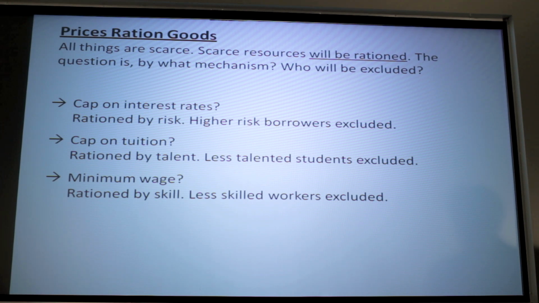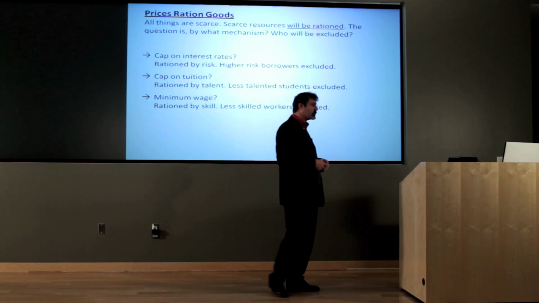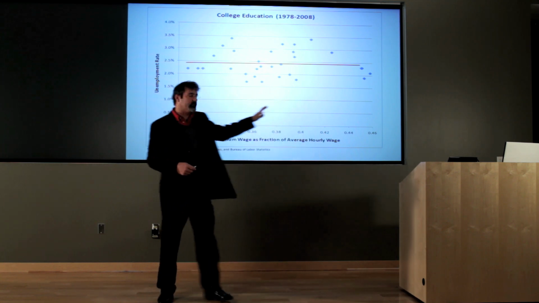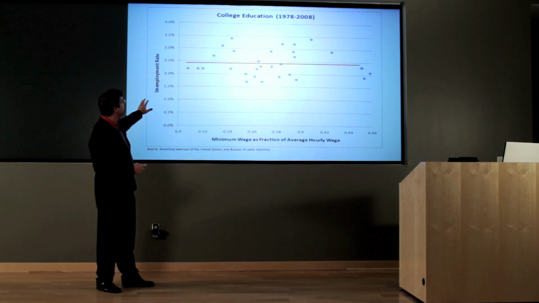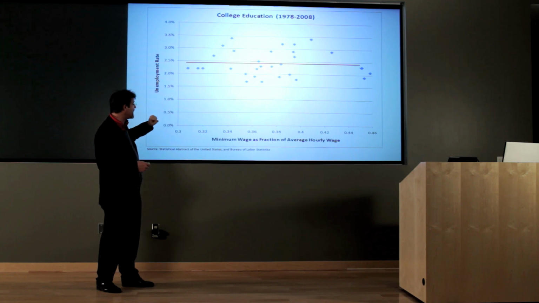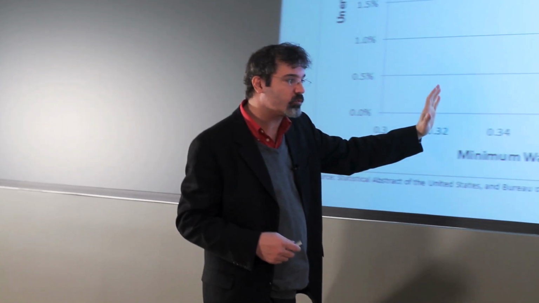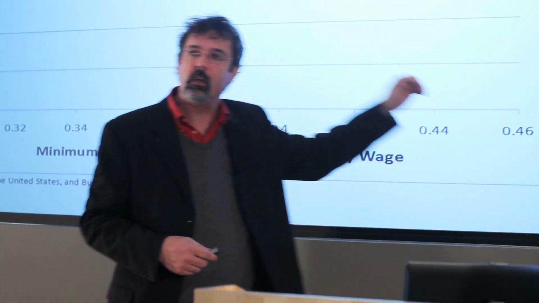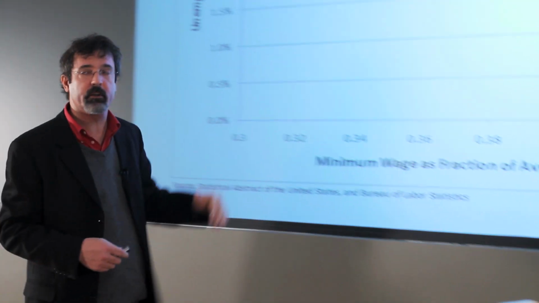When we put a cap on wages, or in the case of minimum wage, it's a lower limit, jobs are rationed by skill. So less skilled workers are excluded from the job market. Here you're looking at unemployment in the United States amongst college-educated workers. Every dot is a year, 1978 to 2008. The further to the right you go, the higher is the minimum wage. The further up you go, the greater the unemployment.